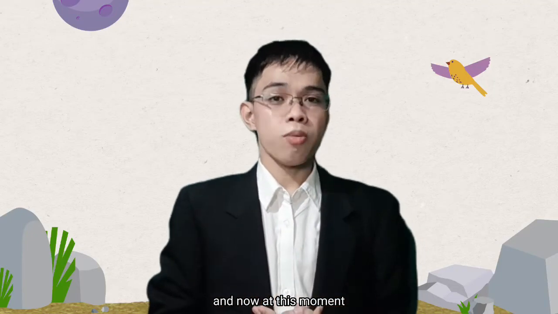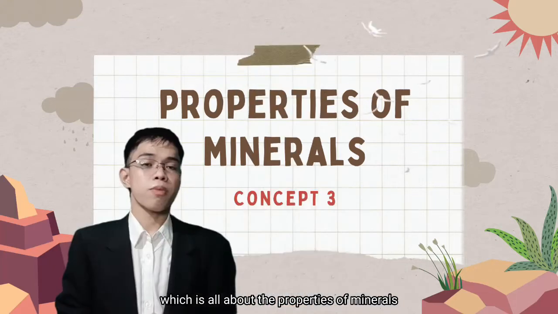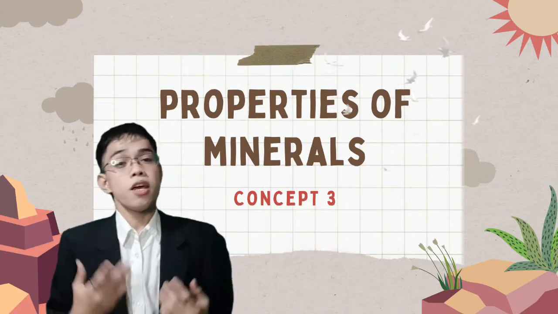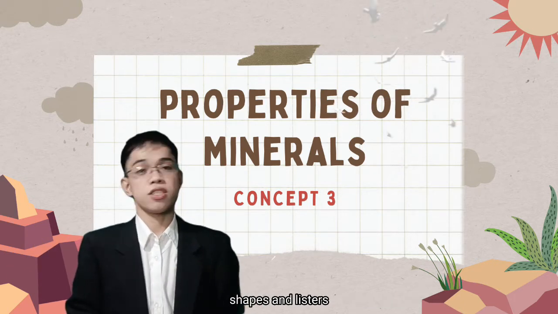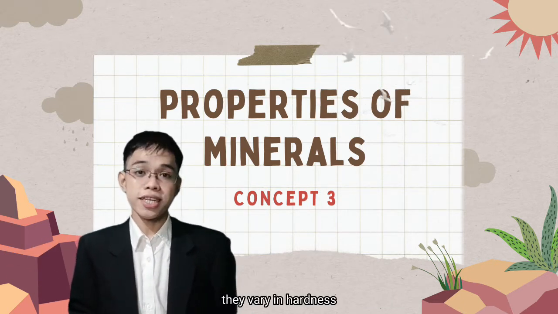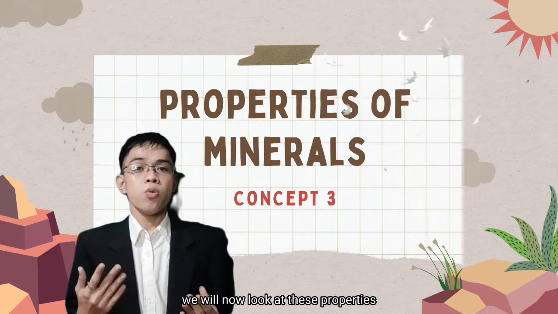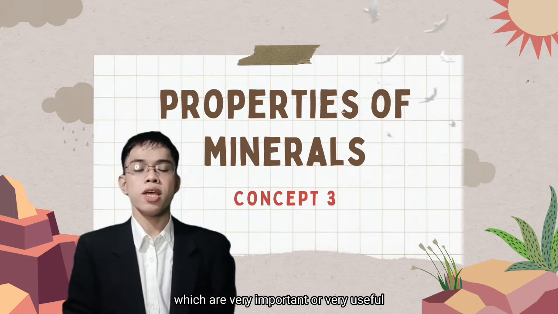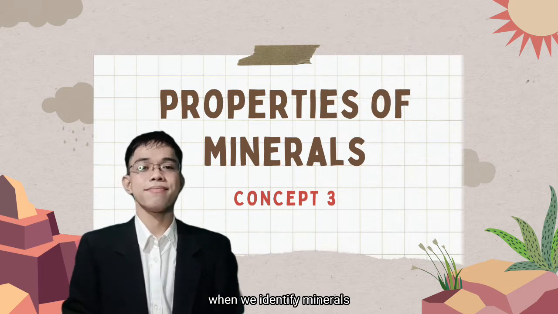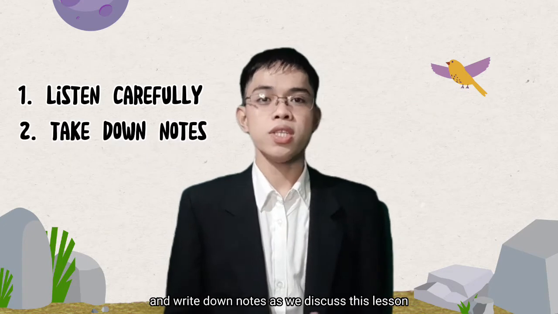Hi, this is Teacher Vinch, and now we are going to discuss concept number 3, which is all about the properties of minerals. Minerals occur in a fascinating palette of colors, shapes, and lusters. They vary in hardness and may even have distinctive taste or scent. We will now look at these properties, which are very useful when we identify minerals. So I want you all to listen carefully and write down notes as we discuss this lesson.